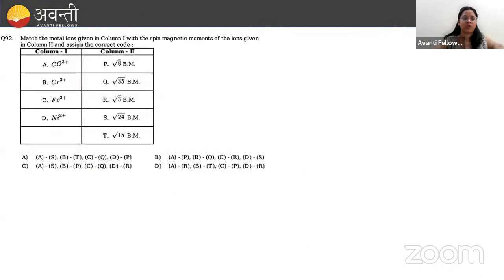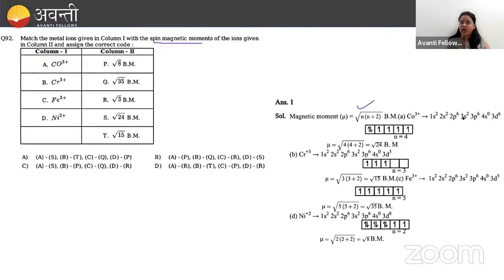Here we need to calculate the spin magnetic moment. How are you going to calculate it? Our formula for calculating spin magnetic moment is the square root of n into n plus 2 Bohr magneton. Here Co3 plus ion is given in the first option, A. We need to match that with column 2, in which the spin magnetic moments are given for the respective ions. We need to calculate what the spin magnetic moment will be for each ion and match it with column 2.